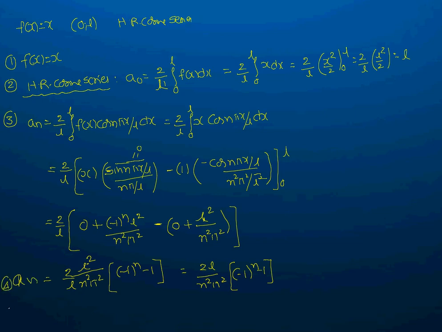So you substitute the values. bn is equal to 0 for the cosine series. Substitute the an value, this one, and bn is equal to 0 and a naught is equal to L. So in the Fourier expansion, f of x is equal to a naught by 2 plus sigma n is equal to 1 to infinity an cos n pi x by L. You will get the final answer. Okay.